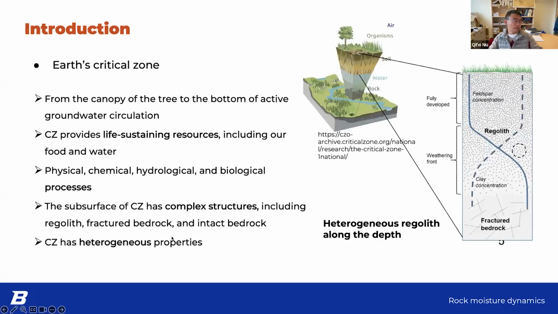Okay, so in this presentation, I'm going to put everything in the framework of Earth's critical zone, because in the last 10 or 20 years, this concept has become popular in earth science and also in hydrology. So what is a critical zone? The critical zone extends from the top of the canopy all the way down to the bottom of the groundwater circulation. It is also important because it provides life-sustaining resources like water and food.